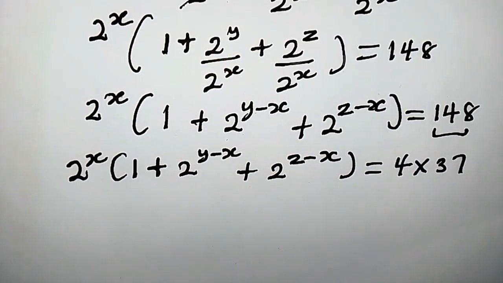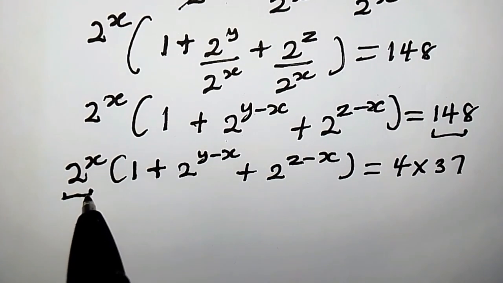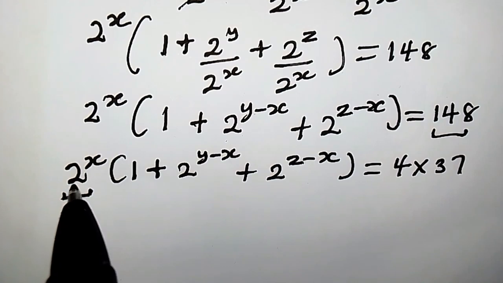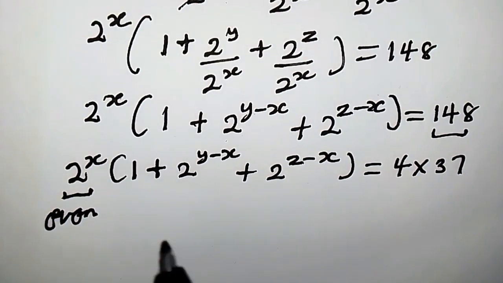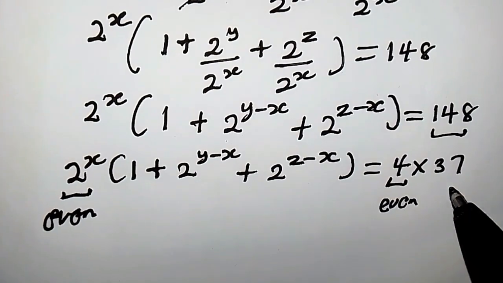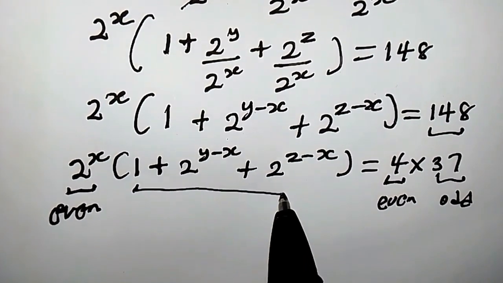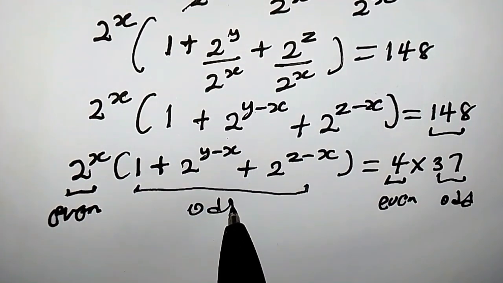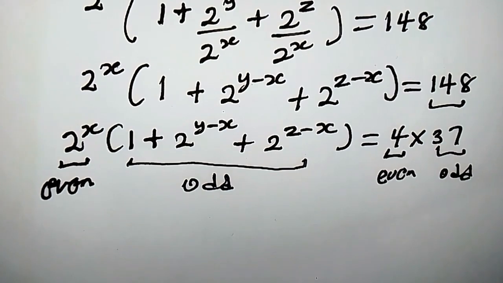Now let's apply one trick here. You observe that 2 to the power of x is always even, no matter the value of x. That is, when x equals 1, we have 2, which is even. When x equals 2, we have 4, which is also even. So this is indeed even for all x greater than 0. And this one is an even number. This one is an odd number. This odd term will give an odd number, no matter the value of x and y, inasmuch as they are positive, greater than 0.